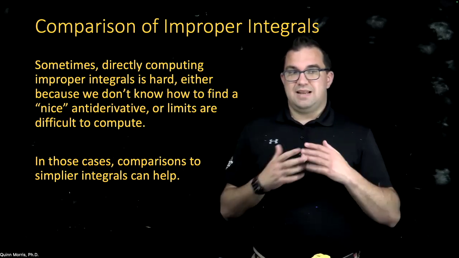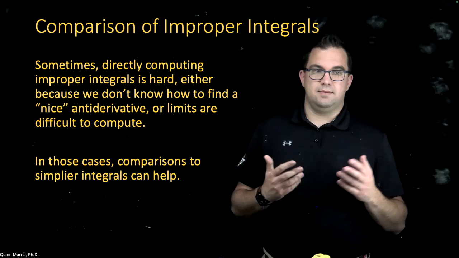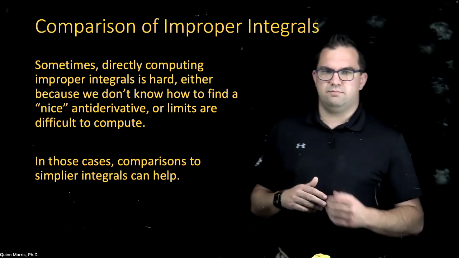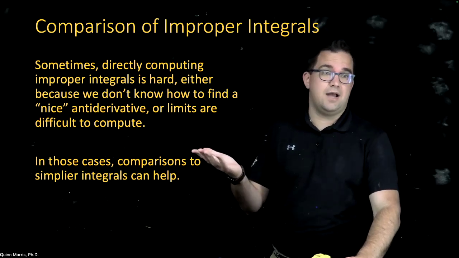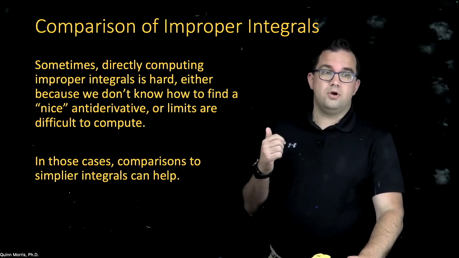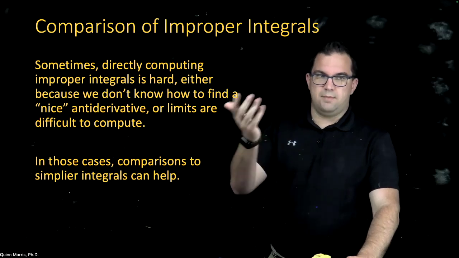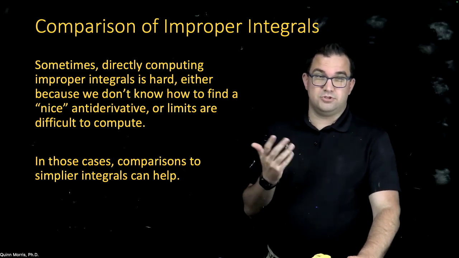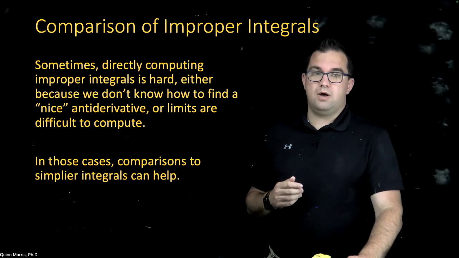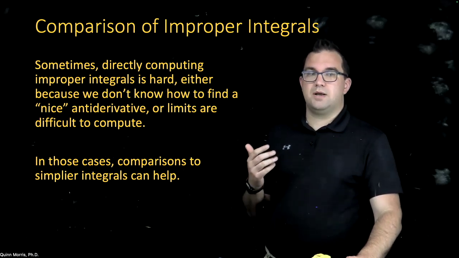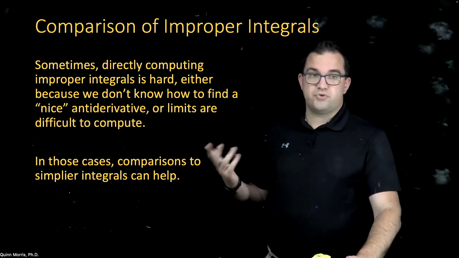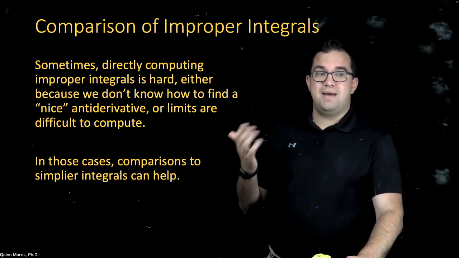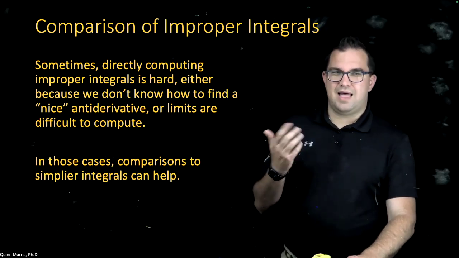Now, we've seen how we can compute a bunch of these directly, but sometimes directly computing improper integrals by hand is hard, either because we don't know how to find a nice antiderivative, or the limits that we end up coming up with in order to calculate the improper integral are just really hard to deal with. So in those cases, we might want to be able to compare our integrals to simpler integrals. Now, there's a trade-off here. When we compare things, it allows me to say less.